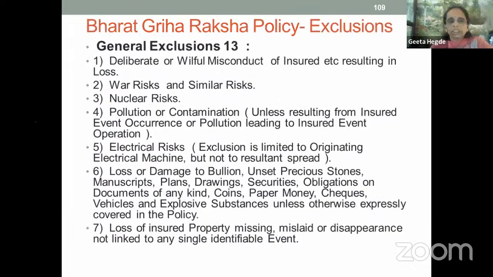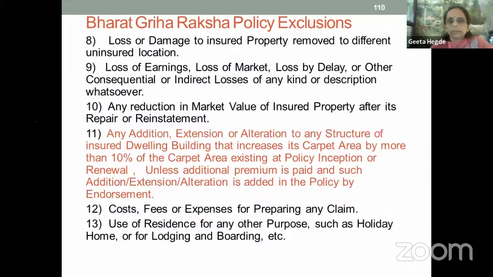General exclusions, these common ones we will not see. Any addition, extension, alteration to any structure of the insured's dwelling building that increases its carpet area by more than 10% of the carpet area existing at policy inception or renewal, unless additional premium is paid and such additional extension or alteration is added in the policy by endorsement.